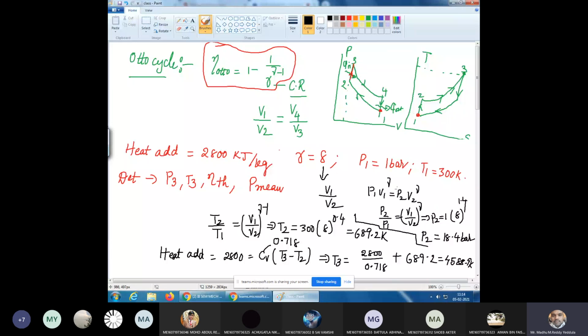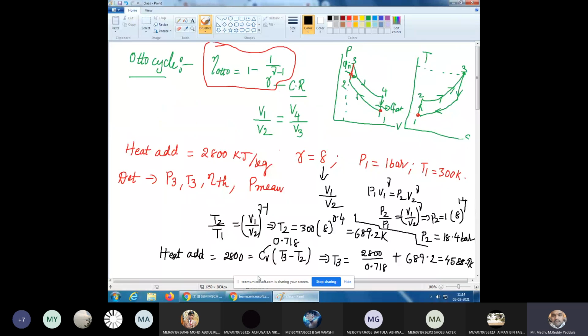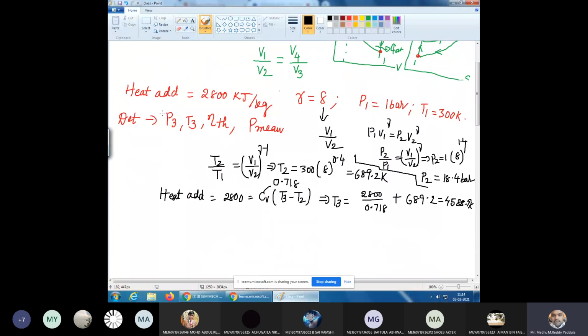4588, right? I got the T3 value. Now 2 to 3 is a constant volume process, right? So I know P1 value, P2 value. Then P3 also I can calculate. For the 2 to 3 process, P2 by T2 is equal to P3 by T3 because volume is constant. So from this, P3 is equal to P2 into T3 by T2.